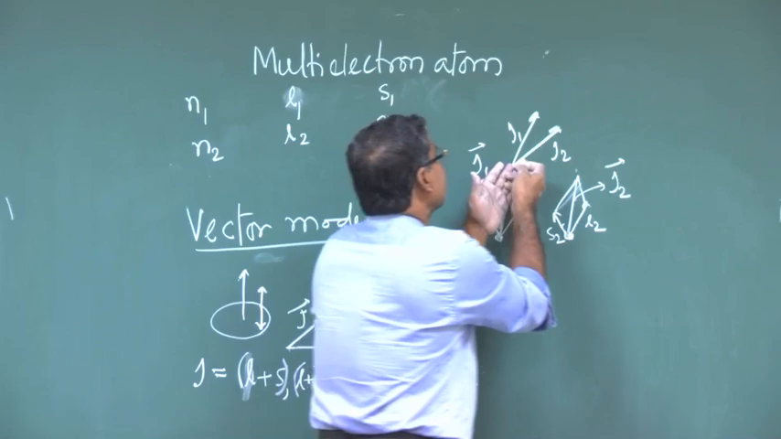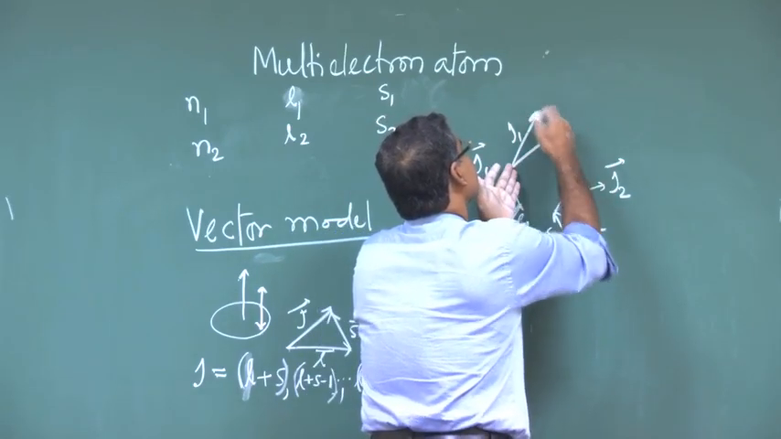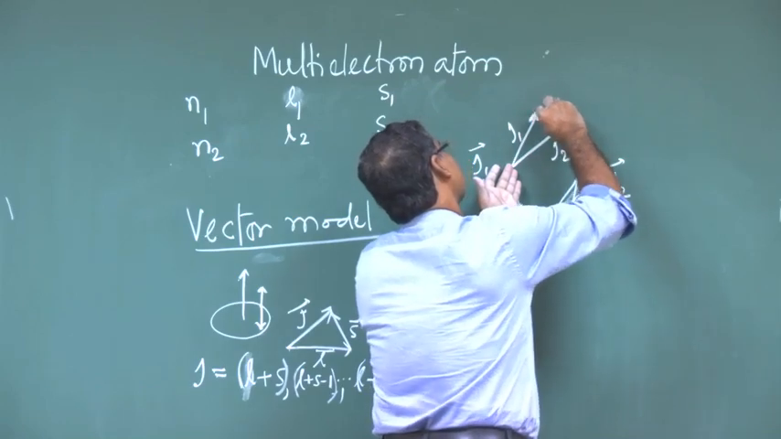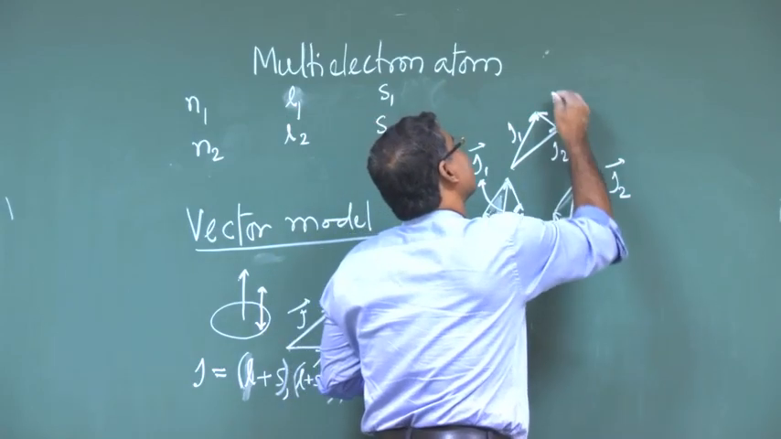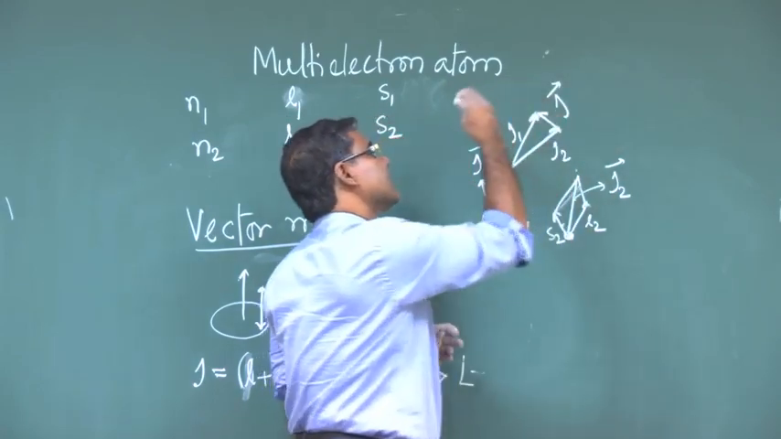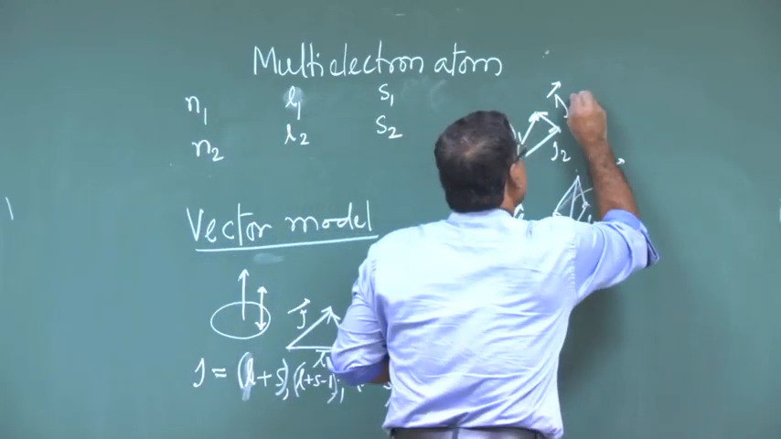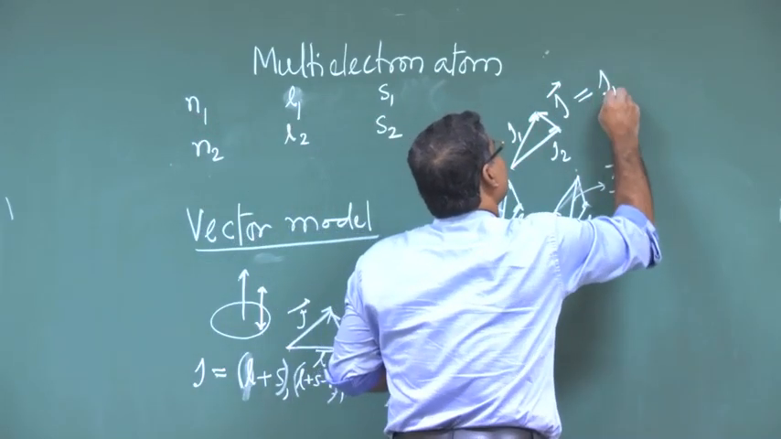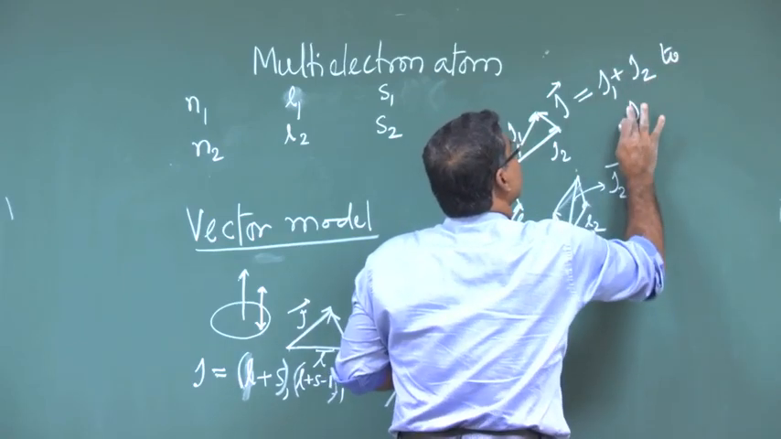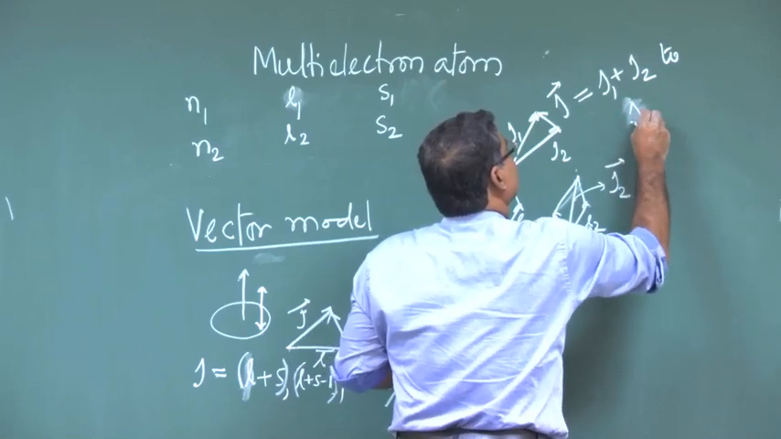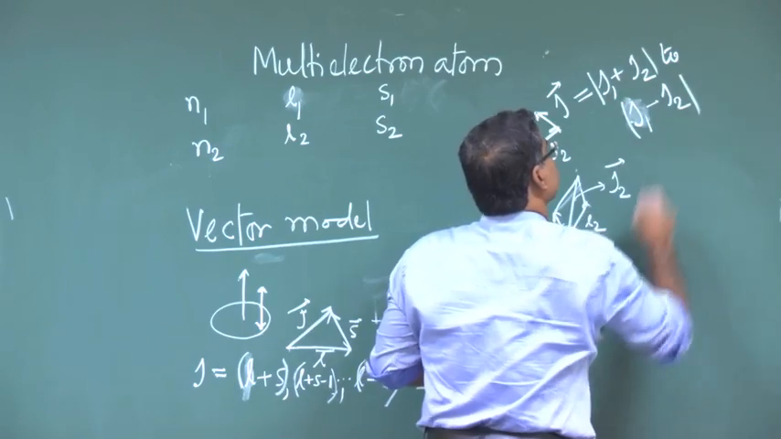So, one can get the vectorial addition of these two. This and this, so this can be this. This will be the resultant J. So, the vectorial addition gives this J, which can take values from J1 plus J2 to J1 minus J2, in magnitude.